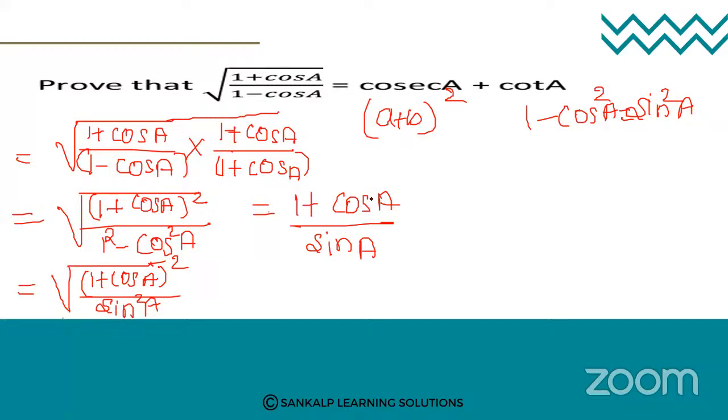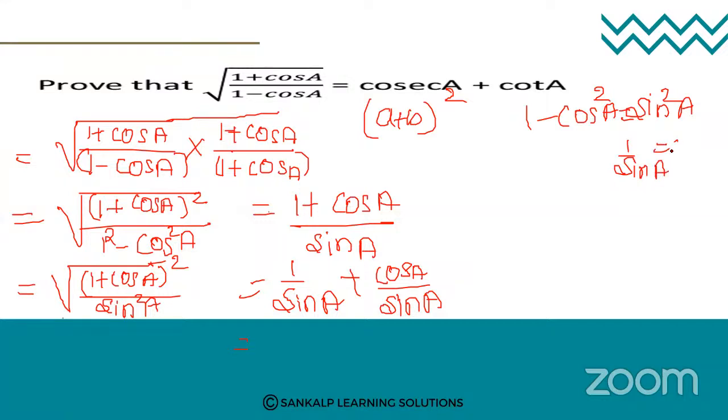Right? 1 plus cos A divided by sin A, I will write it as 1 divided by sin A plus cos A divided by sin A ಅಂತ ನಾನು ಬರೀತೀನಿ. Why? Because this sin A belongs to both the terms. Therefore, I can write it as 1 divided by sin A plus cos A divided by sin A. Now, you know that 1 divided by sin A means it is cosec A, right? Reciprocal relation. Cosec A.